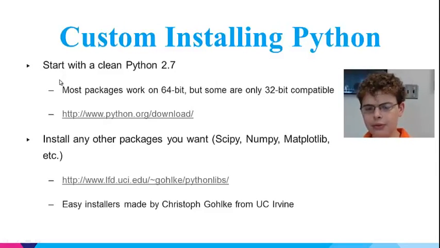However, if you do not care for Canopy, you can easily custom install Python yourself. You will need to start with a simple Python 2.7 base. Either 32-bit or 64-bit will work for the purposes of this course. From there, you will need to install 3 primary scientific packages on top of the Python base. These are NumPy, SciPy, and Matplotlib.